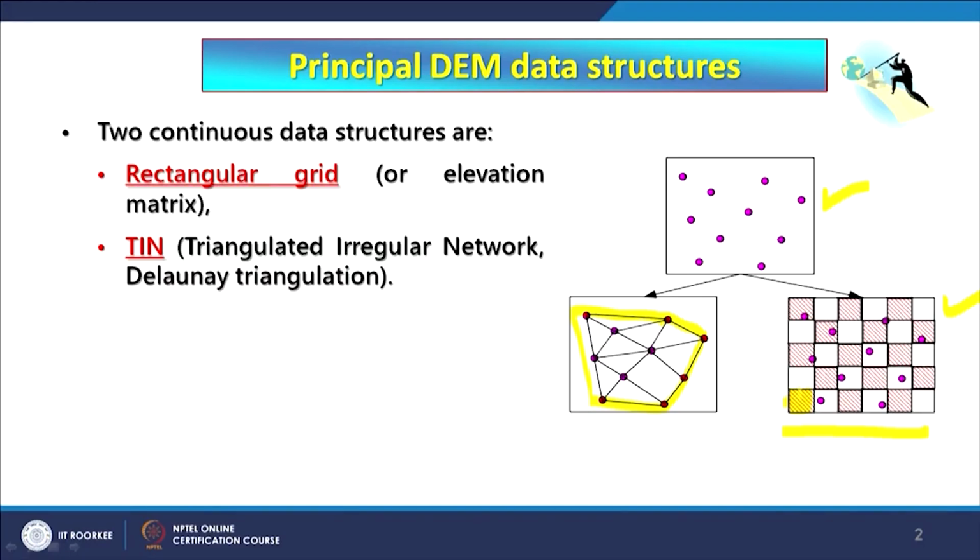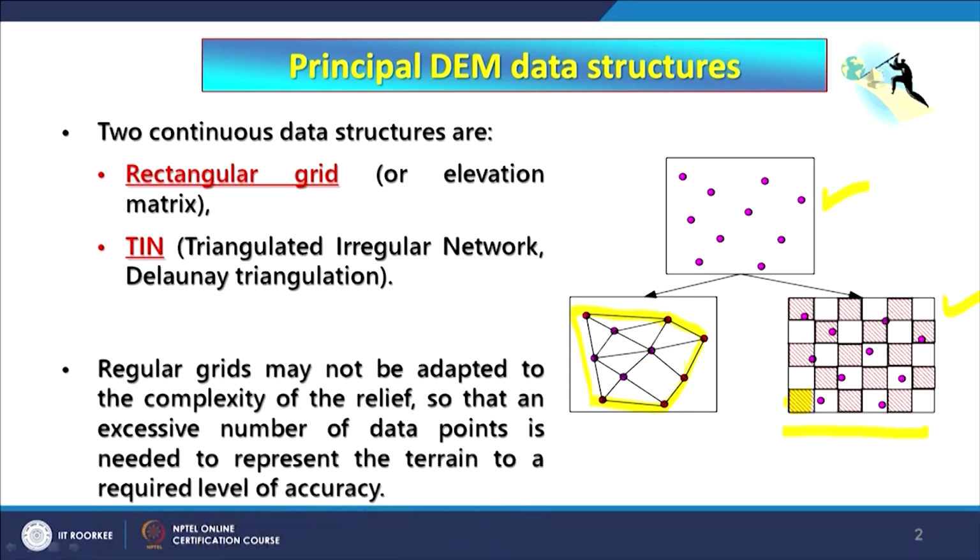But in the case of TIN, we do not have any control over the margins; it will go up to where the input data points are. And also we do not have any control over the resolution, because resolution here is controlled by the triangles, and triangles are adaptable to relief changes, and therefore there are large triangles and small triangles and so on and so forth.